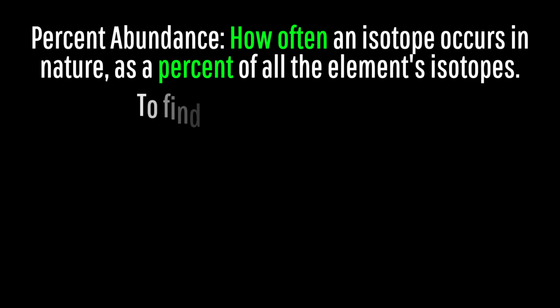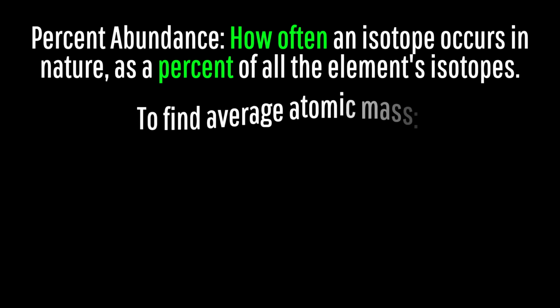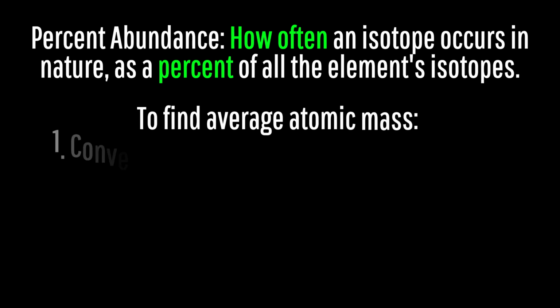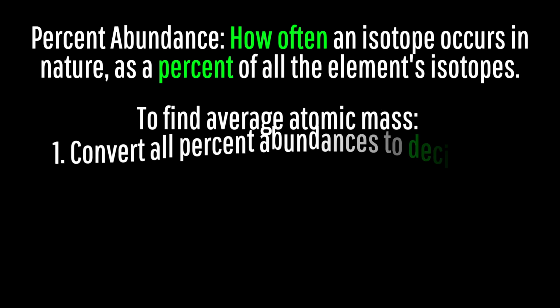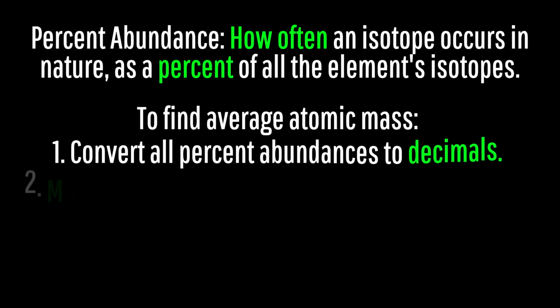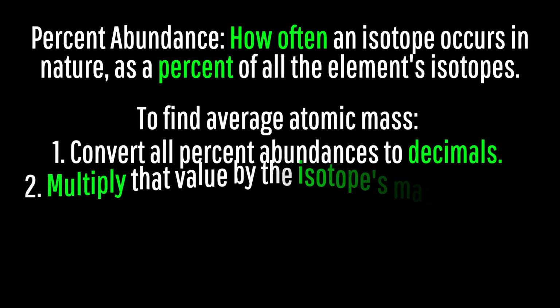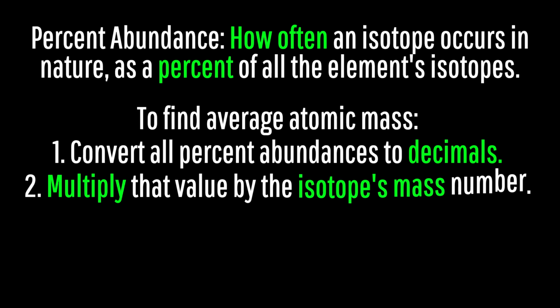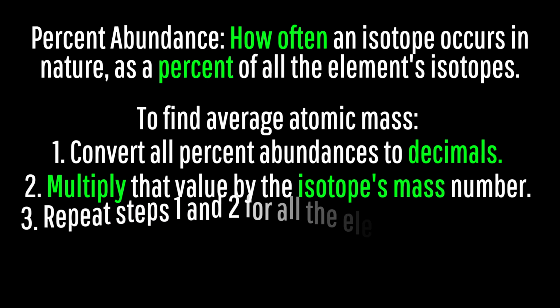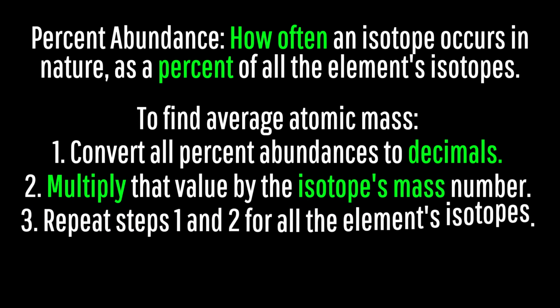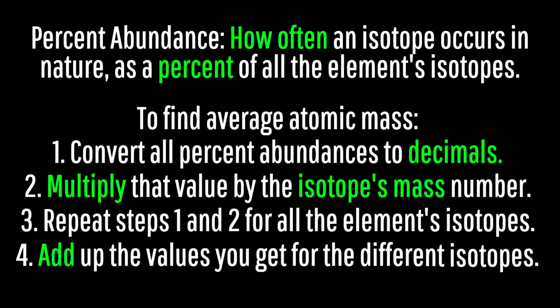The average atomic mass on the periodic table is found with these steps. First, convert the percent abundance of an isotope into a decimal. Second, multiply that value by the isotope's mass number. Third, repeat these steps for all the isotopes of an element. Finally, you add up all the values you get for the different isotopes.